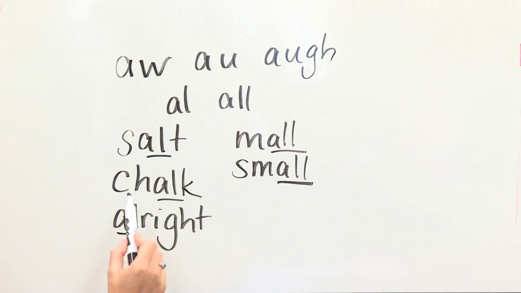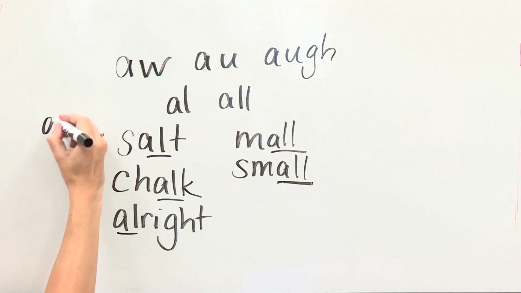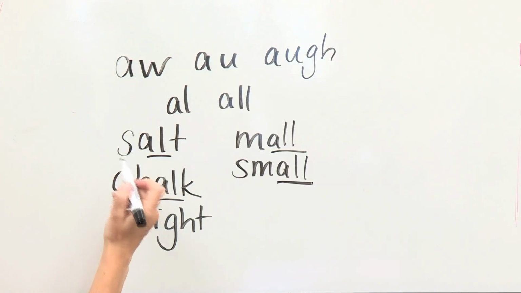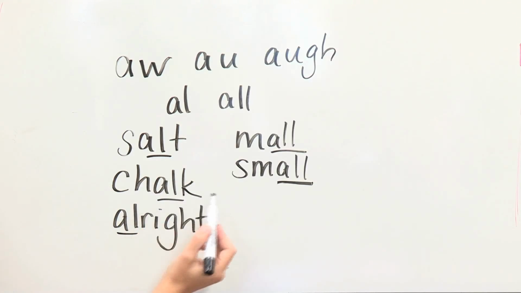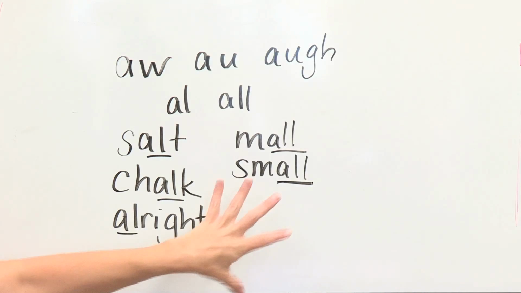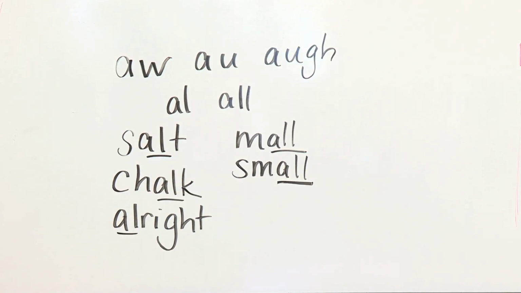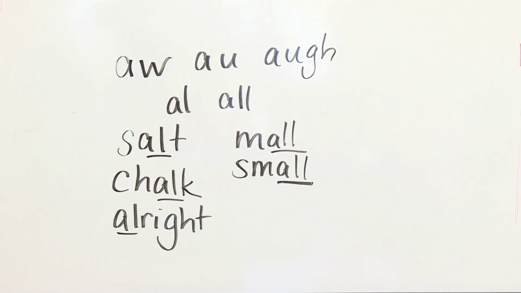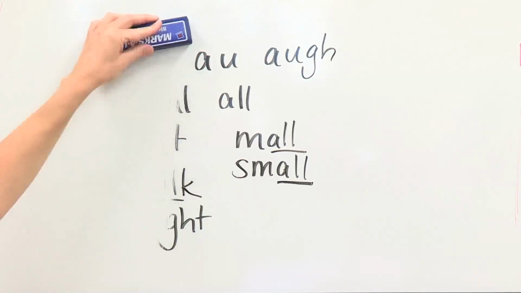So salt, chalk, all right. So it's like all, and it's like I'm saying that, all, right? So you have salt, chalk, all right, small, small. So all of these are what we can consider ambiguous vowels, and I teach all of these to my students to make sure they can understand when to use which one. All right, so once again, these are at the end of a word, hence the double L. So there's that one.